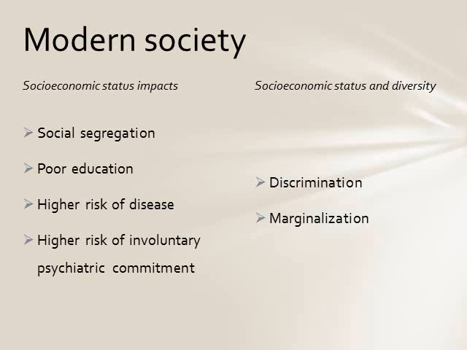How is modern society affected? Since those with similar socioeconomic status tend to live and work with one another, a form of social segregation occurs. As previously discussed, those in this group receive poor education, have a higher risk of disease, and have a higher risk of involuntary psychiatric commitments. Both discrimination and marginalization can create a barrier to those in lower socioeconomic classes from climbing higher up the economic ladder.